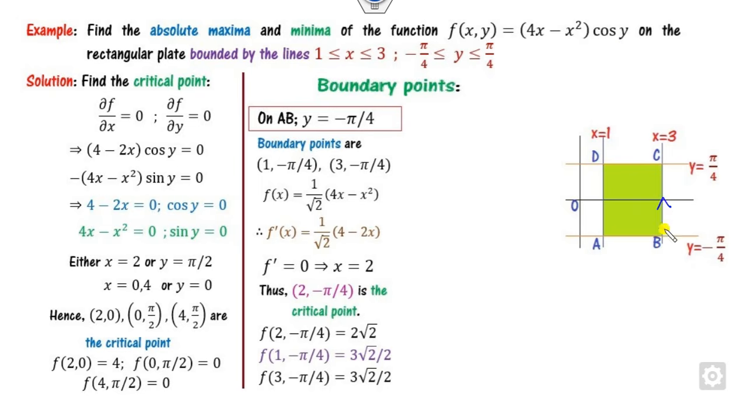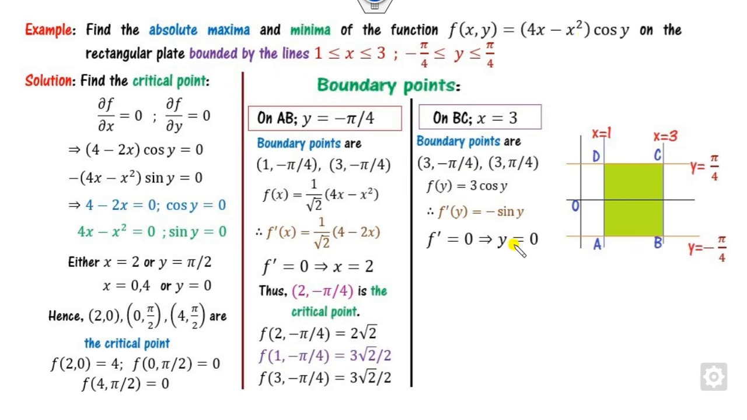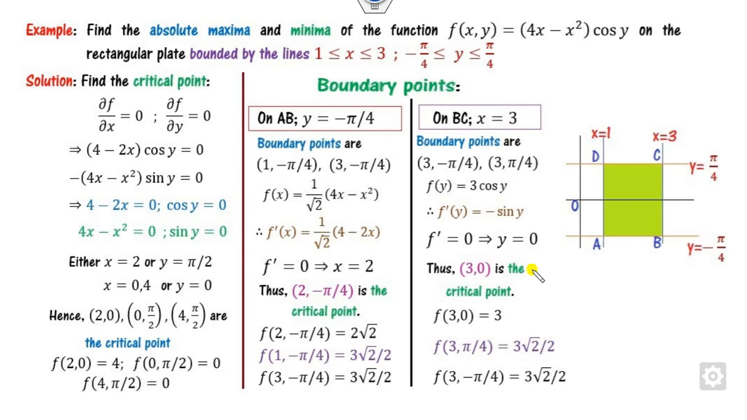Now on the line segment BC, what is given to you? x is equal to 3. Boundary points are here, because this is 3, minus pi by 4, and this is 3, plus pi by 4. We can substitute this value here. We can get the value of y, and y is 0. x is 3. So 3, 0 is my critical point. Once you know the critical point, we can compute the value at 3, 0, the critical point, and the boundary points at here. Although this point we already computed, so there is no need to compute again and again.